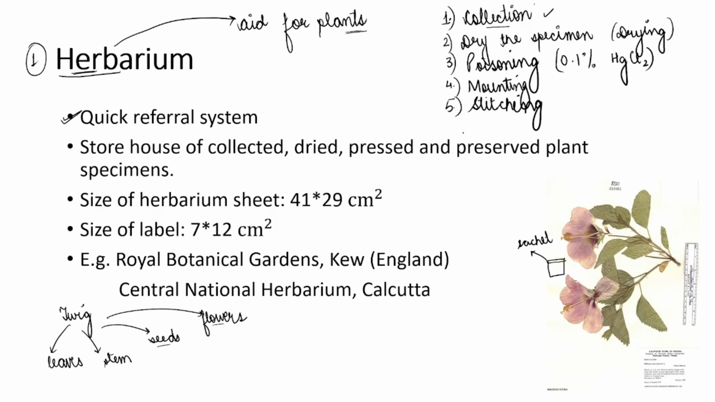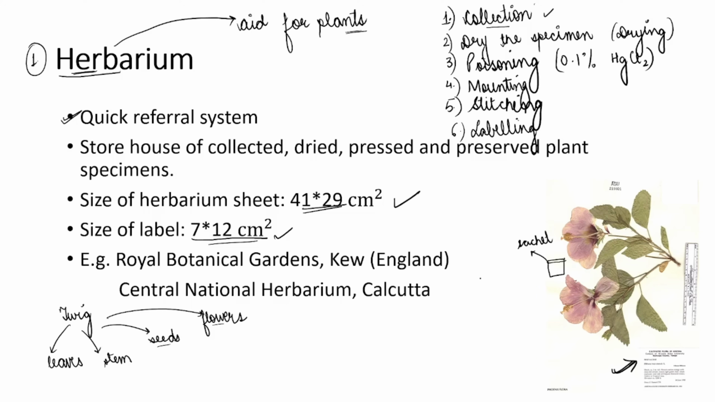The next step is to label that herbarium sheet. Now the herbarium sheet is standard all over the world and the size is 41 by 29 centimeter square. This is the size of the herbarium sheet that is accepted all over the world. And when we write a label, we put it on the right bottom corner of the herbarium sheet. There is also a perfect size for that label and we must follow it, and the size is 7 by 12 centimeter square.